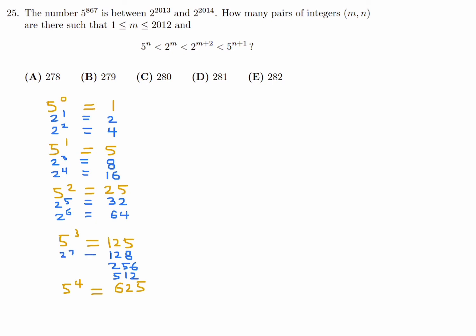So how do we approach this question? As you can clearly see from this, we want a situation where a power of 5 is less than 2 powers of 2, but is also less than the power of 5 when you add just 1 to the exponent. So a simple example, if I look through here, the one that works is this scenario right here. And that means it works for n equals 3 and m equals 7.